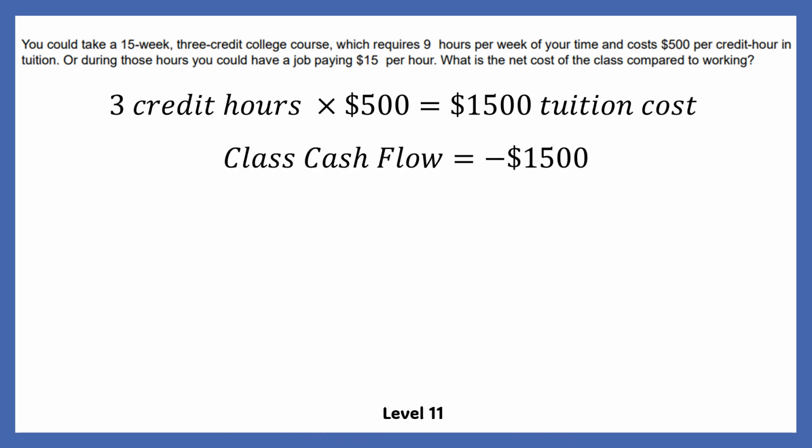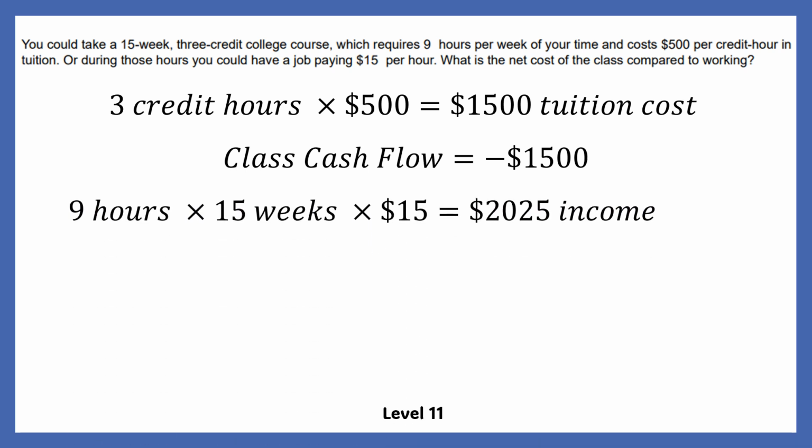So not only do you have to take into account the cost of the tuition, but we need to take into account the fact that you're going to spend probably 9 hours per week on that class for 15 weeks. And that means $15 for every one of those hours over the whole semester that you're not going to be able to work because you're going to be busy doing schoolwork. That means there's $2,000 that you're not going to be able to make in income.